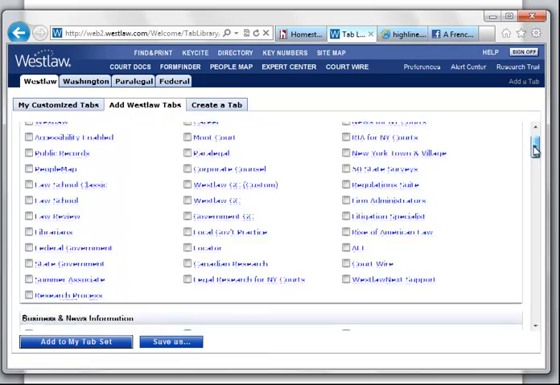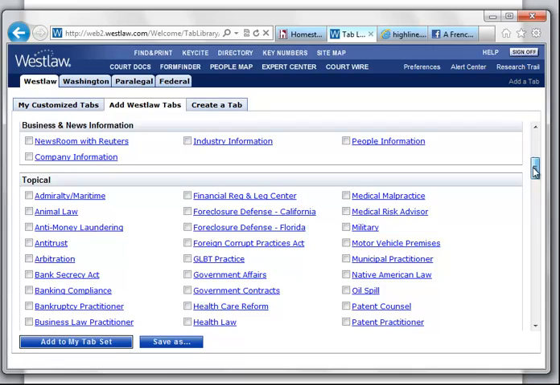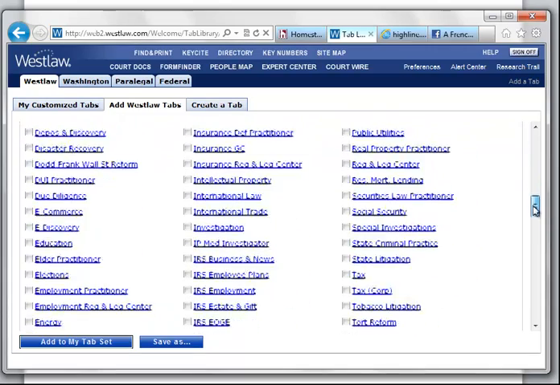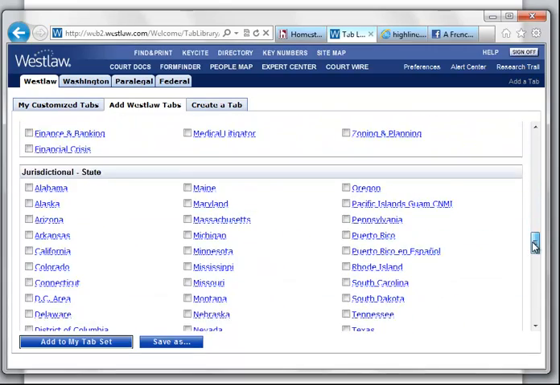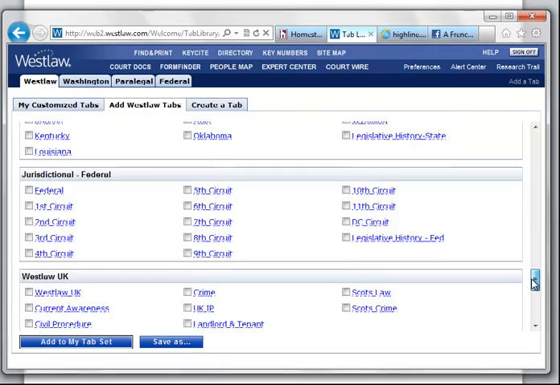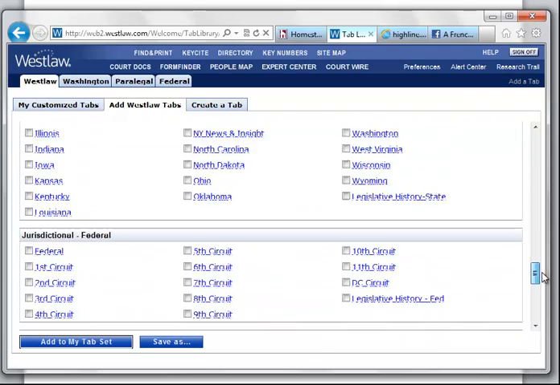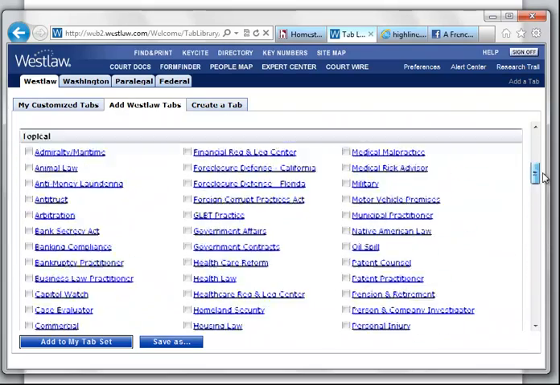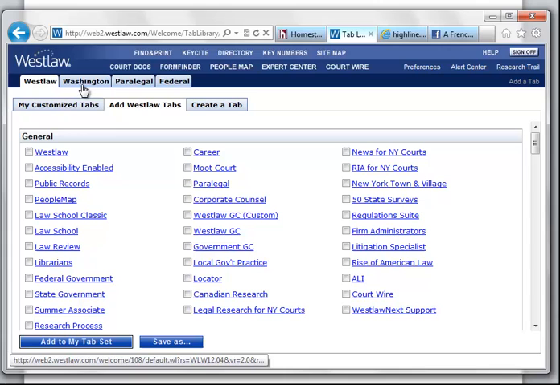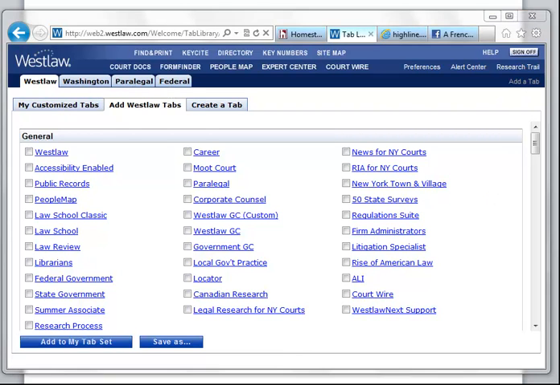And it gives you a long list. Move on down, you see some topical ones. You see some jurisdictional ones for state, federal, UK, international, Canada, etc. I particularly chose Washington, paralegal, and federal. You can have as many as you want.